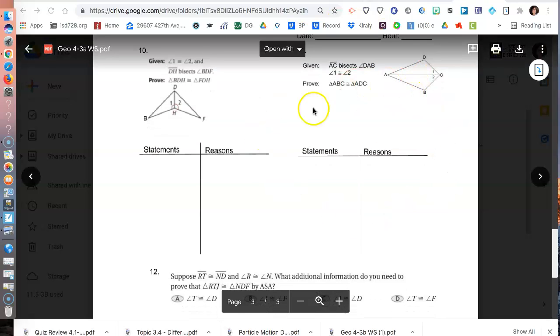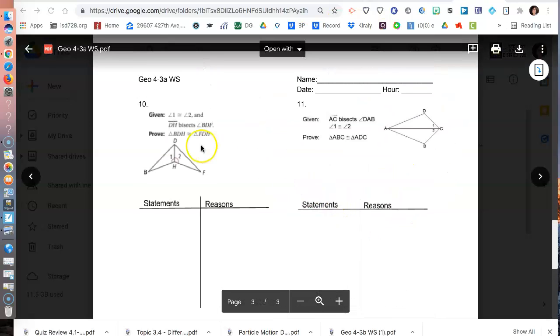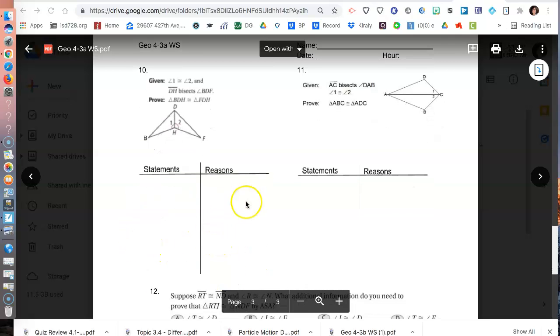Number 11 was done in your notes in class. Number 10 is going to have some definition of bisect to get this angle up here at D congruent to this other one up here at D. We're also going to have a little reflexive on DH, so that'll have the given and then 2 statements with reasons. One reason will be definition of bisect for getting a pair of angles the same, and the other one will be reflexive for getting that side the same.